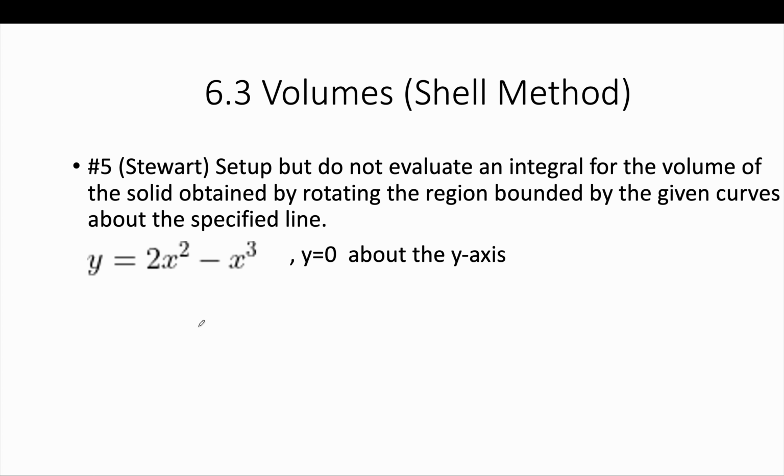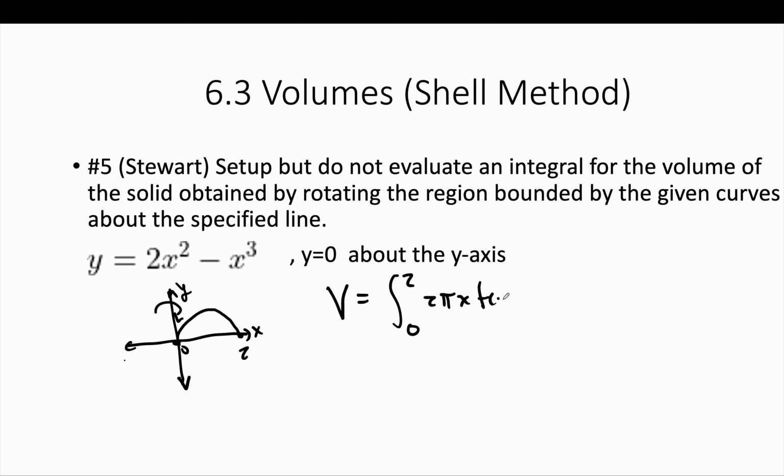The example that we first started with was y is equal to 2x squared minus x cubed, bounded by y equals 0, about the y-axis. So basically, we're looking at taking our curve, which is like this, rotating that around the y-axis, and using our volume formula. Here we're integrating 0 to 2 because we have 0 to 2 on our bounds. This is the same graph as before. 2 pi x f of x dx.